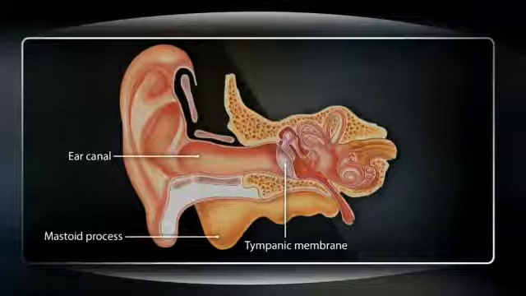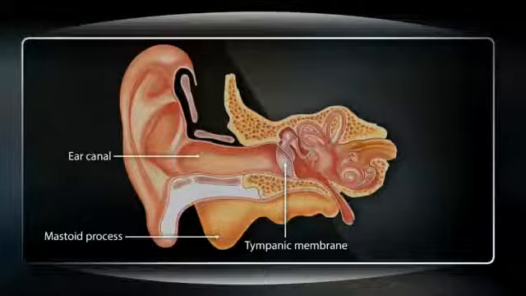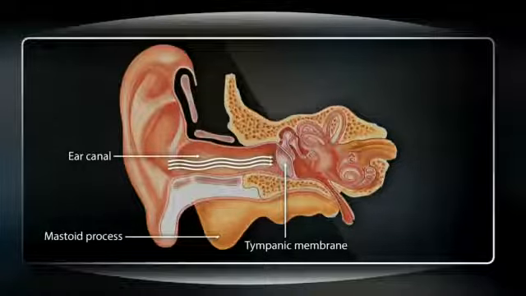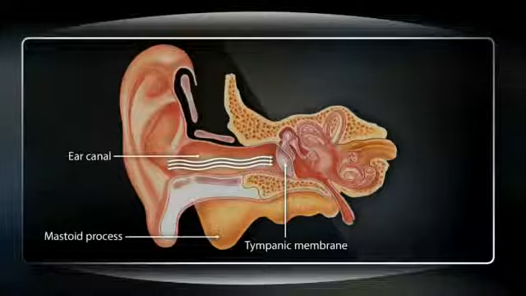Behind and below the ear is the mastoid portion of the temporal bone. The lowest portion of this bone, the mastoid process, is palpable behind the lobule. The external ear captures sound waves for transmission into the middle and inner ear.